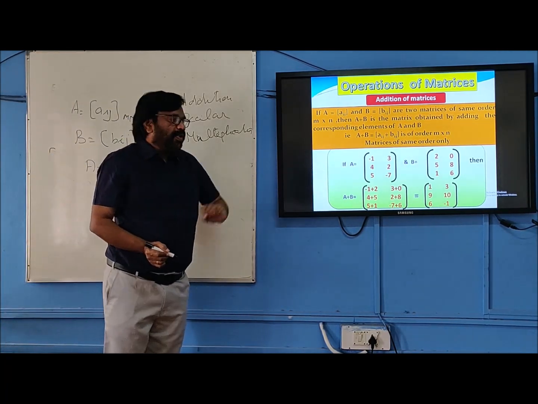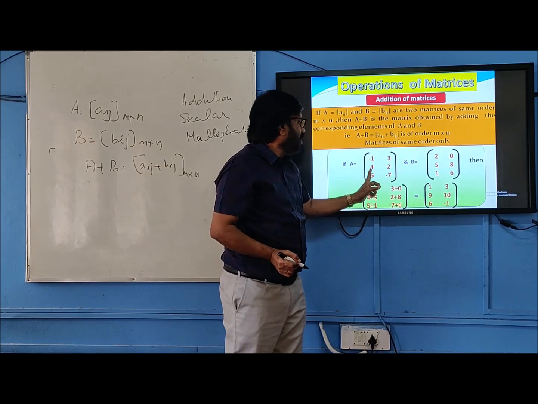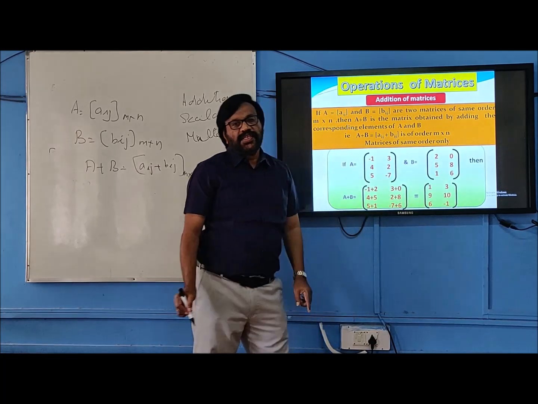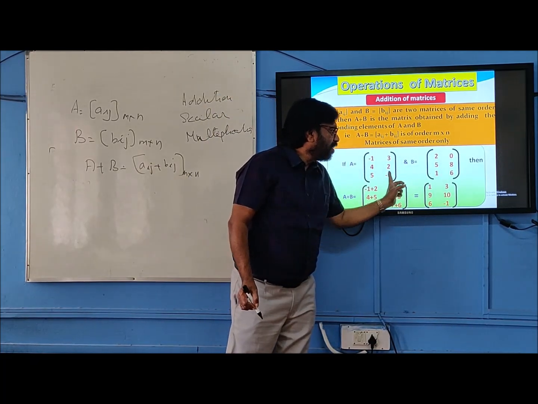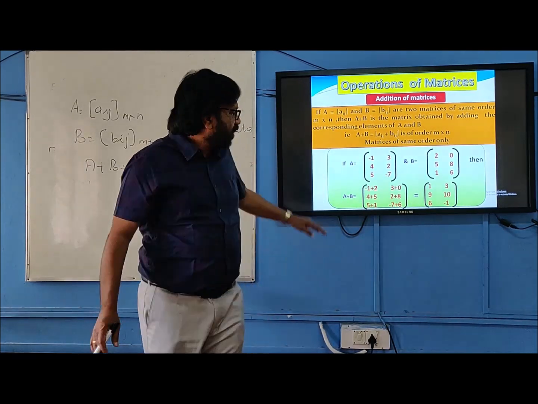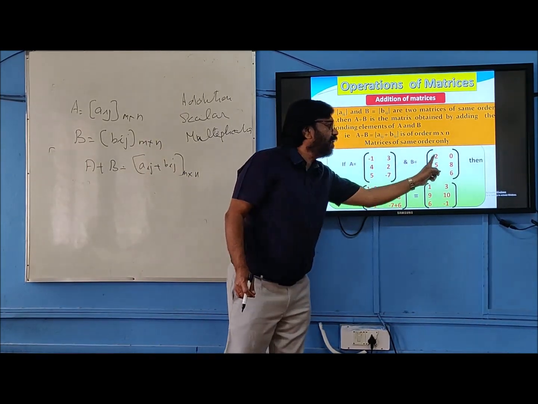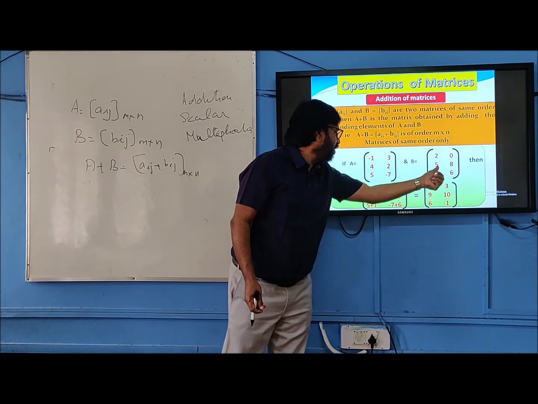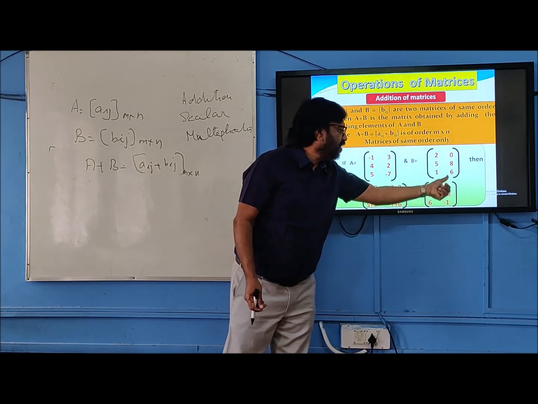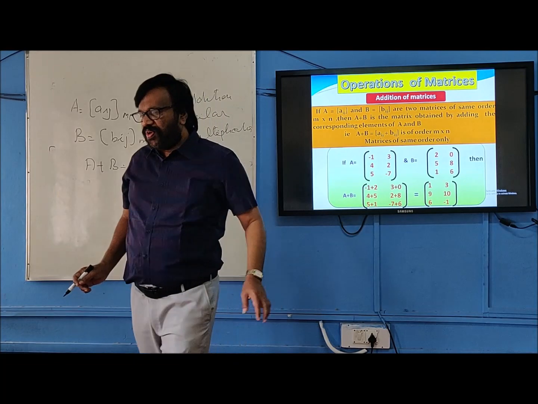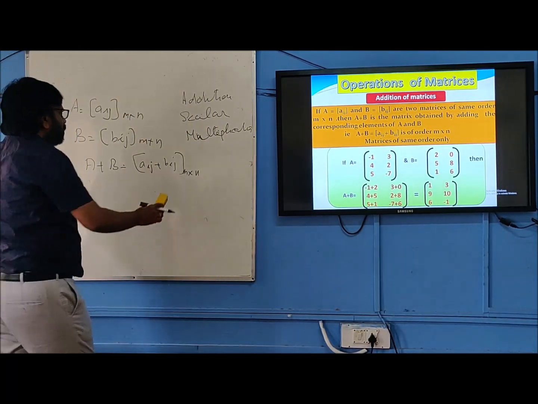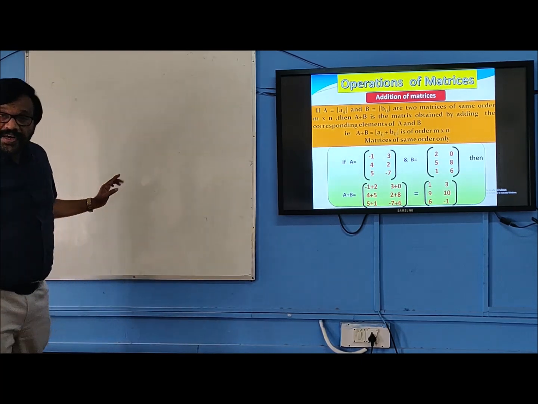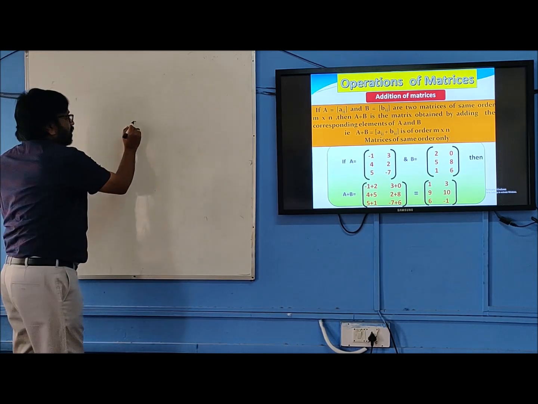We have one example. Suppose A is the matrix [-1, 3, 4, 2, 5, -7] and B is the matrix [2, 0, 5, 8, 1, 6]. They are of the same order, therefore we can add them. How can we get A plus B? By adding the corresponding elements: -1 plus 2, 3 plus 0, 4 plus 5, 2 plus 8, 5 plus 1 and -7 plus 6. This is the answer. Therefore, to get the sum of two matrices, we simply add the corresponding elements of the two matrices provided they are of the same order. Suppose one matrix is like this.